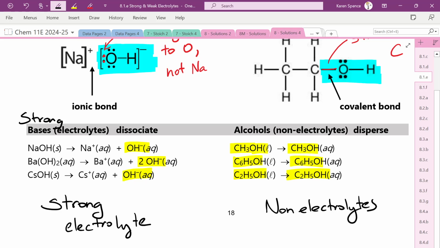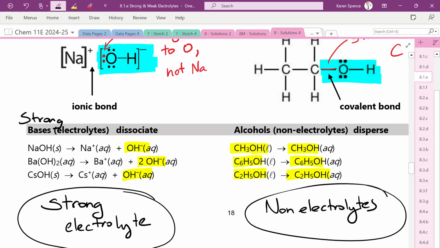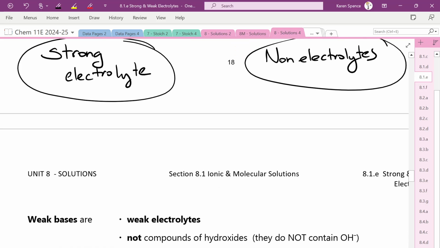What do you think a weak base is in terms of being an electrolyte? Strong bases are strong electrolytes. Alcohols are non-electrolytes. What do you think a weak base is? What kind of electrolyte? Weak electrolyte. Okay? That's all you need to know about it. Weak bases are weak electrolytes.